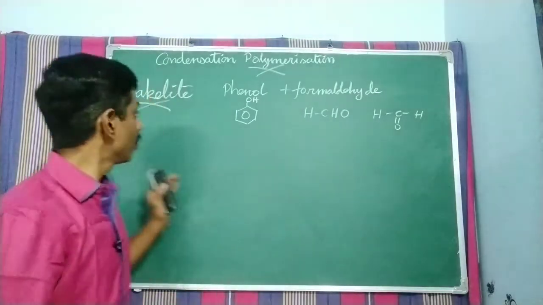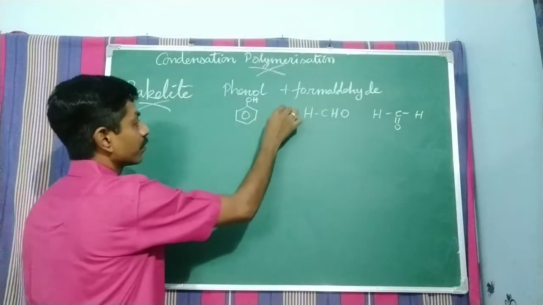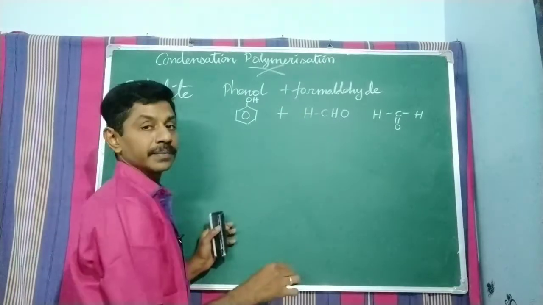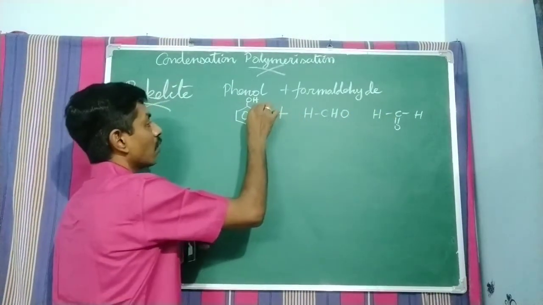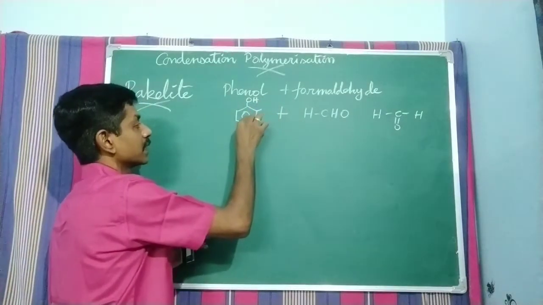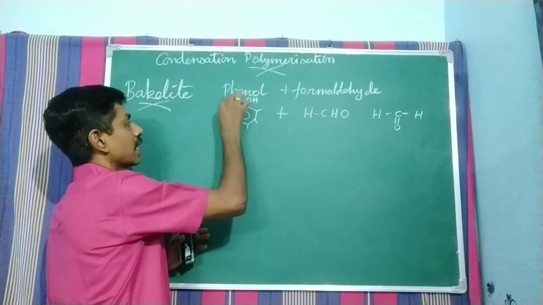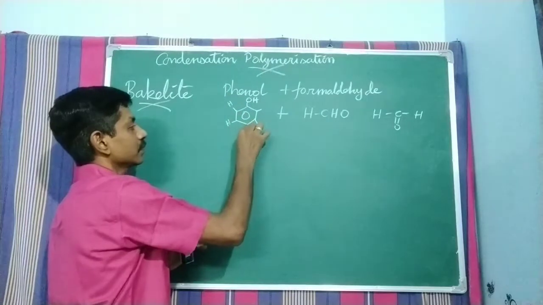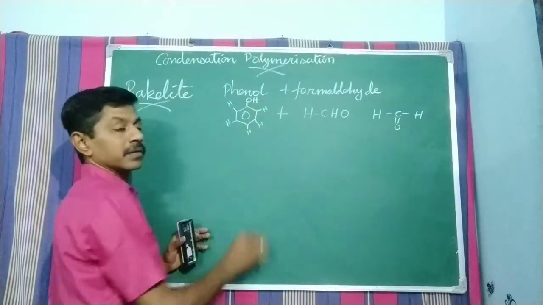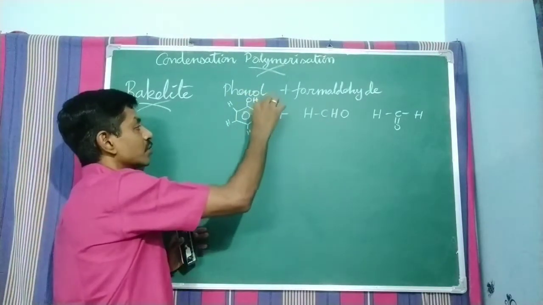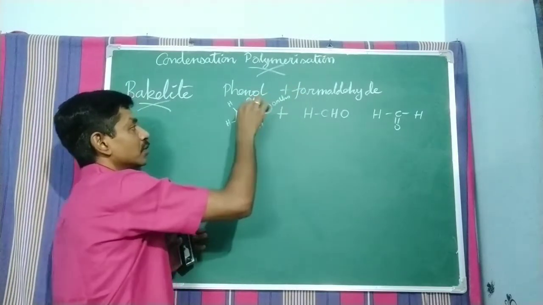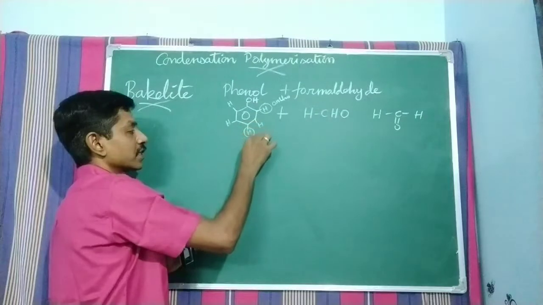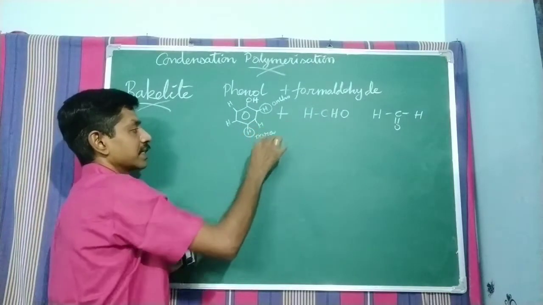Now, when we go for the phenol and formaldehyde combination, I can write this molecule, with the benzene ring carrying a hydrogen atom at all the other sides. With respect to this OH group, this position is ortho. With respect to this OH group, this position is para. I think you have learned this in 11th standard.